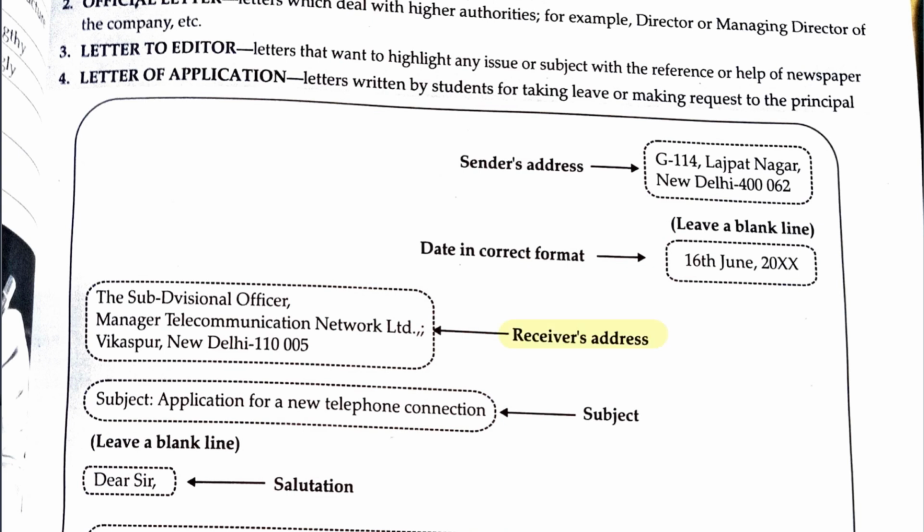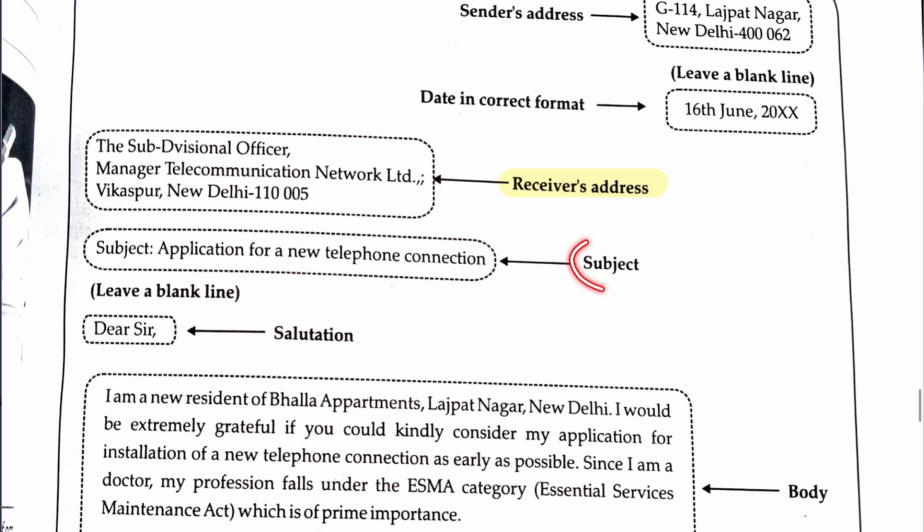Receiver's address is the address of the person you are writing to. Here we are writing to the SDO, and you will write it in full. No shortcuts are allowed. Then write their address. Then leave a line and write the subject here: Application for a new telephone connection. After you have written the subject, leave a line.